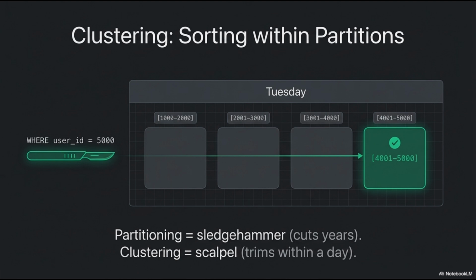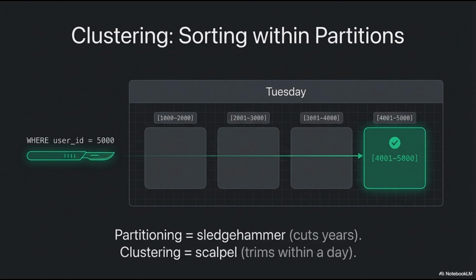Behind the scenes, BigQuery maintains lightweight block metadata. Yeah, essentially keeping track of the minimum and maximum user ID values contained in each chunk of data within that partition. That makes sense. So when Dremel is reading last Tuesday's partition, it checks that block metadata first.